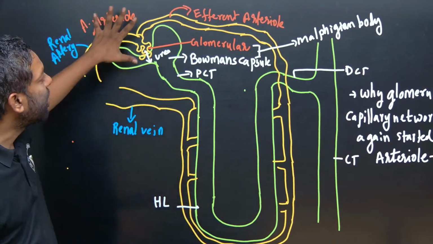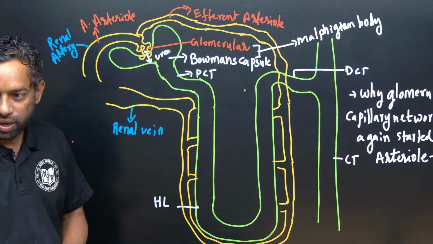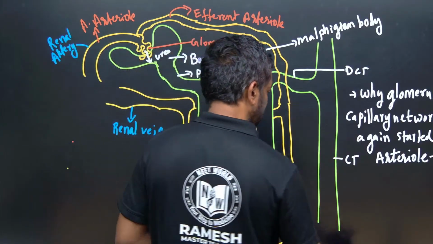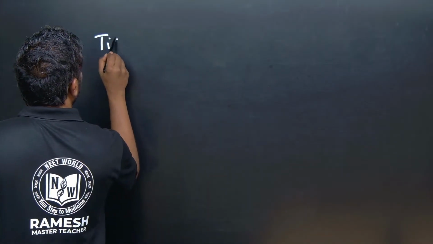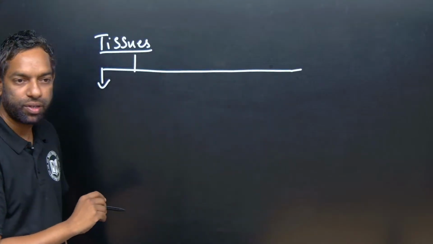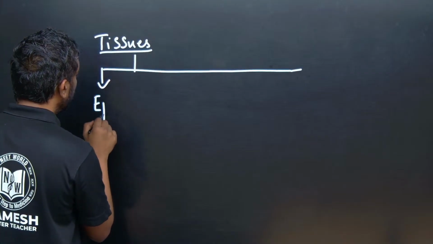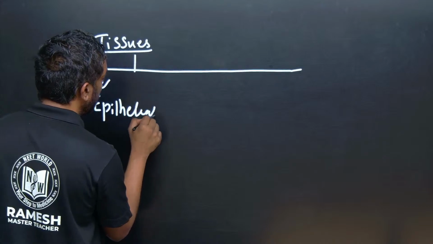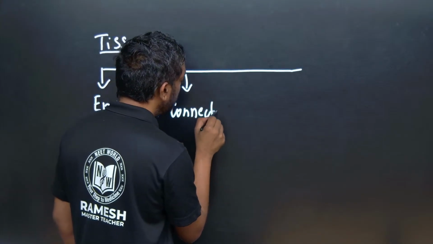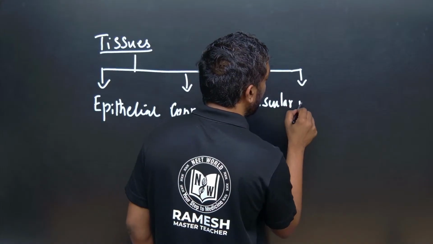This is about the capillary network. What about the renal tubule? The renal tubule is made up of epithelial tissue. What is epithelial tissue? Tissues in the body. How many tissues are there in the human body? Four. First, epithelial, connective tissue, muscular and neural tissue.